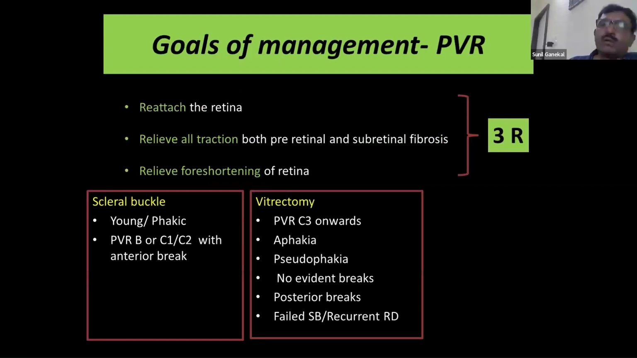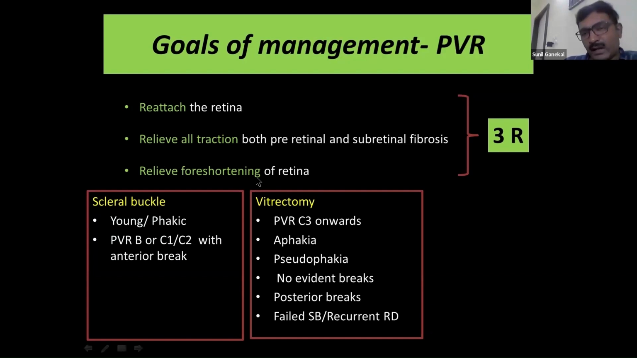Goals of management of PVR, I typically call them the 3 Rs. One is anatomical reattachment: reattach the retina. Relieve all traction. This is the most critical step in the management of PVR. You have to peel all the membranes to make sure that all the traction is relieved from the retinal surface so that proper alignment and attachment occurs. And relieve the foreshortening. If there is a contracture of the retina, by maneuvers like retinectomy you should relieve this foreshortening to allow anatomical reattachment. So: reattach, relieve all traction, and relieve foreshortening.